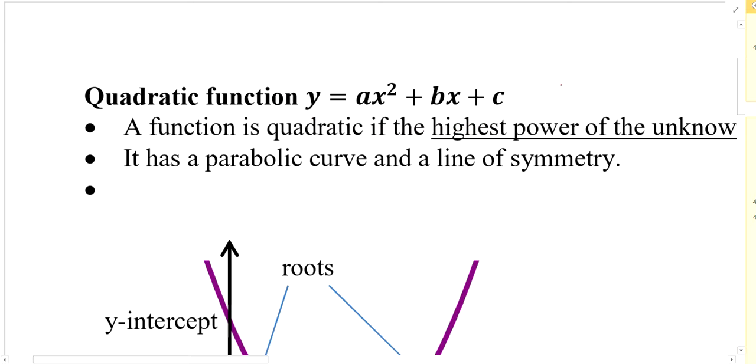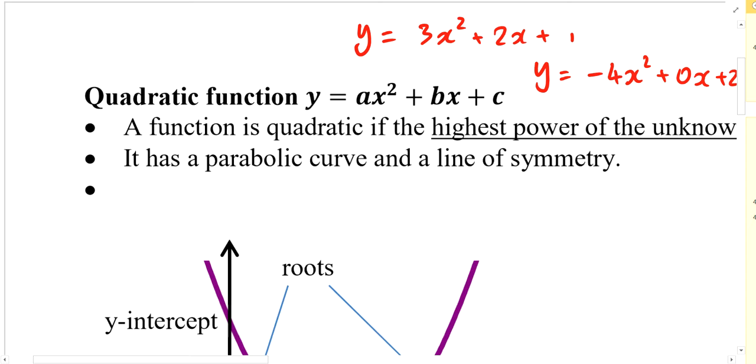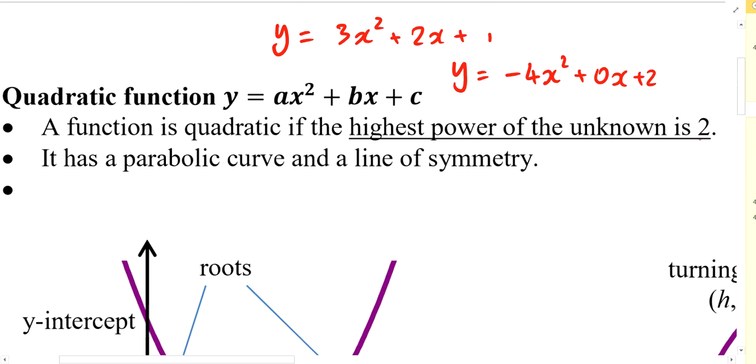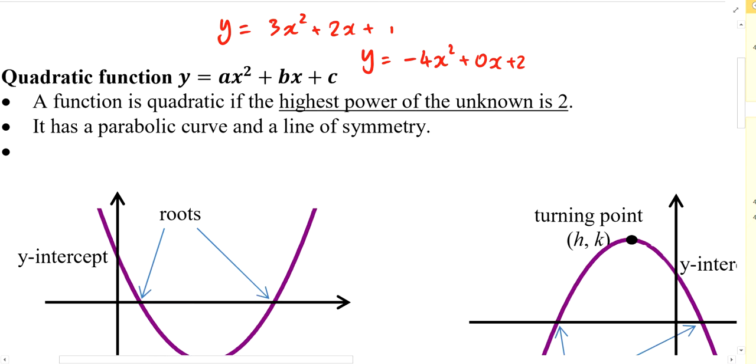So variations or examples can look like this. y equals 3x squared plus 2x plus 1, for example. y equals negative 4x squared plus 0x plus 2, for example. So 0x is just no x lah. Okay? So if the highest power is 2, then it is quadratic. We talked about that already. It is a parabola, and it has a line of symmetry.